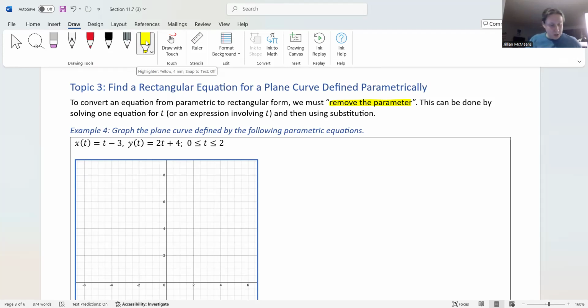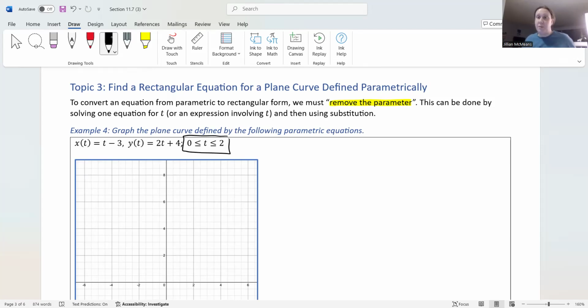So we're going to look at three different examples, kind of doing this differently. Not each time, but kind of differently each time, okay? So it says here, graph the plane curve defined by the following parametric equations, okay? So we have x of t equals t minus 3, and y of t equals 2t plus 4, and we are told that t is only going to be defined from 0 to 2, okay?